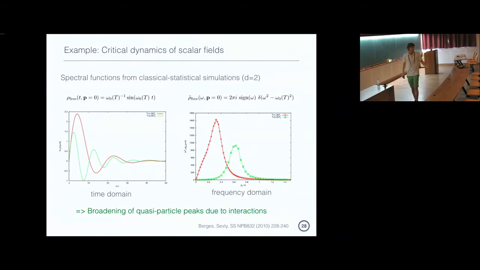Now if you actually look at what it looks like in the interacting system, then in the high temperature phase you retain these oscillations, but the oscillations are now damped, and that's really the effect of the interactions, introducing a finite lifetime of your quasiparticles. Likewise, you can map this out in the frequency domain, which you see over here. In the free theory again, the spectral function would be the Fourier transform of the sine, so you get a delta peak. It would be very sharply peaked.